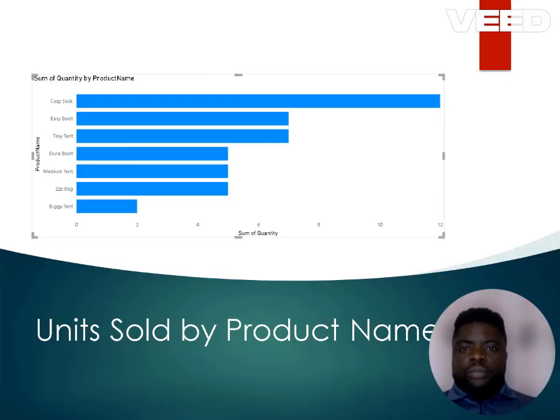Moving on to the third slide, let's begin with the units sold by product. In this figure, we see that Cozy Socks is our top performing item with 12 units sold. Easy Boot, on the other hand, and Tiny 10 also perform well, each showing around 7 units. And on the other end of the spectrum, Biggie 10 only sold 2 units, indicating a potential issue in either product visibility or pricing or customer demand.